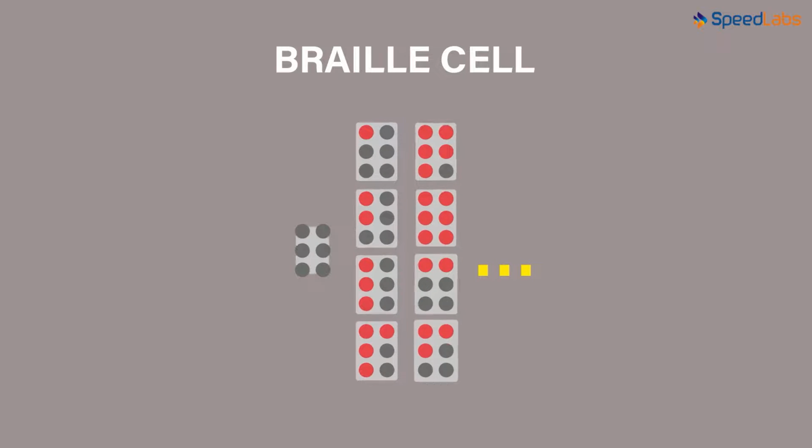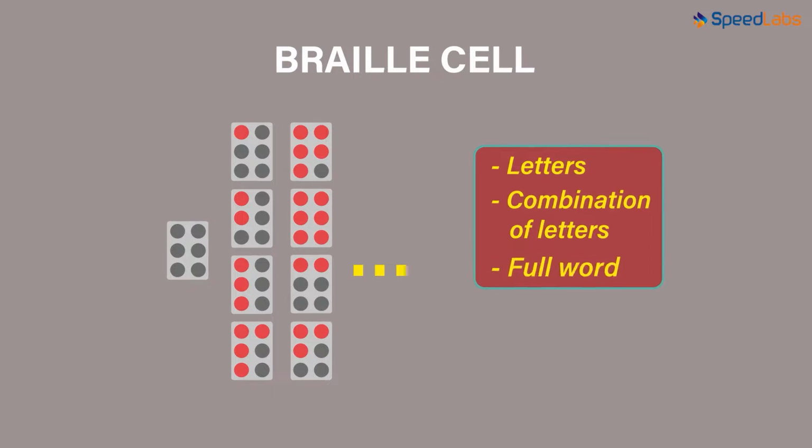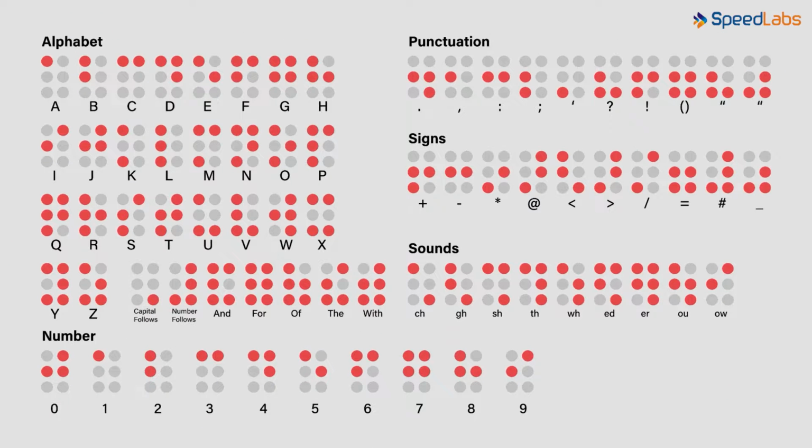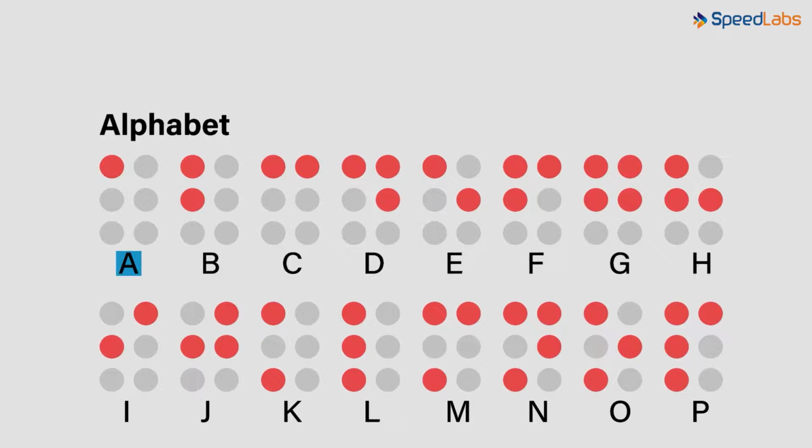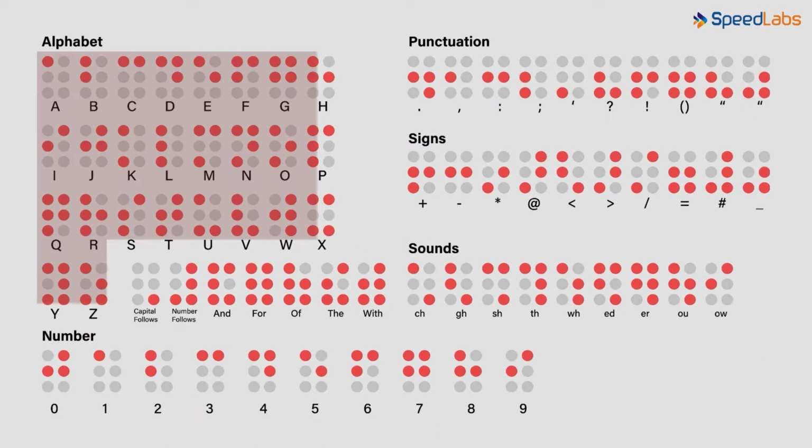Each dot pattern can represent letters, combination of letters, a full word, or some symbol. Here is the list of the combination of dots representing the things mentioned above. For example, the letter A is represented by this cell. Only the first dot is raised in this case. Similarly, the letter J is represented by this, with dots 2, 4 and 5 raised. So this is the set of patterns we have for the English alphabet. 26 such patterns.